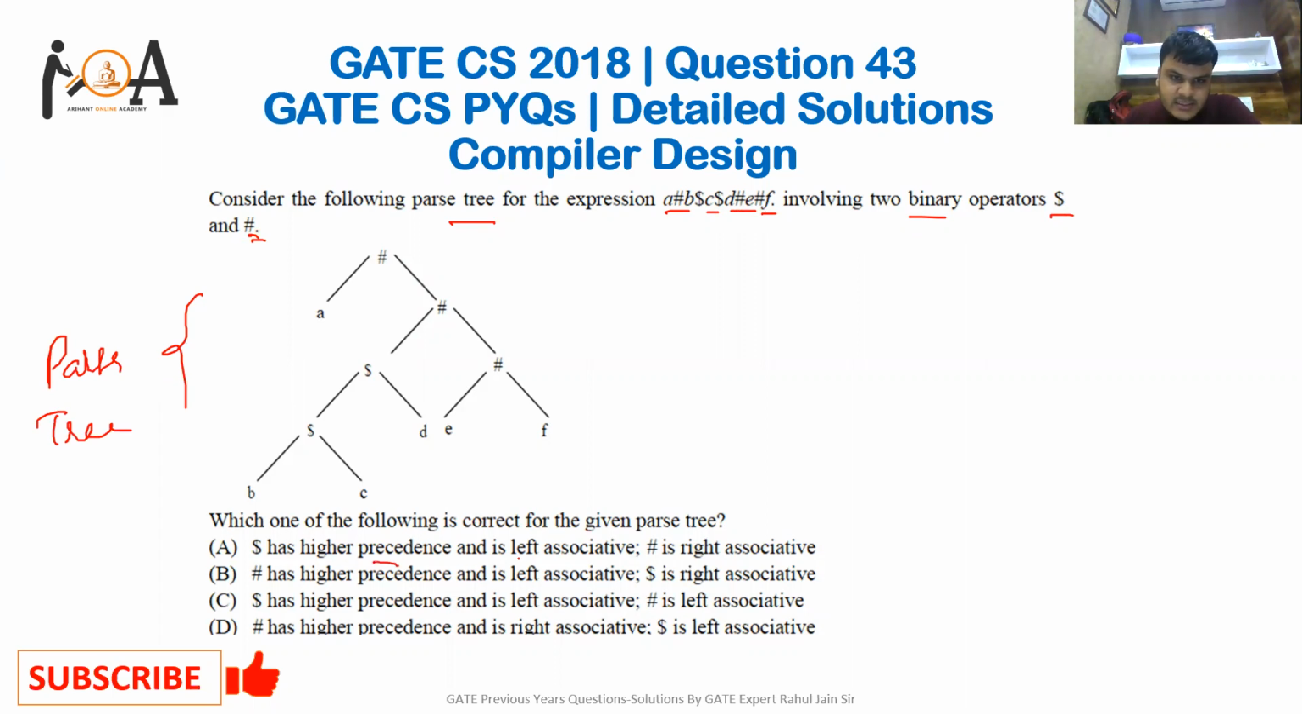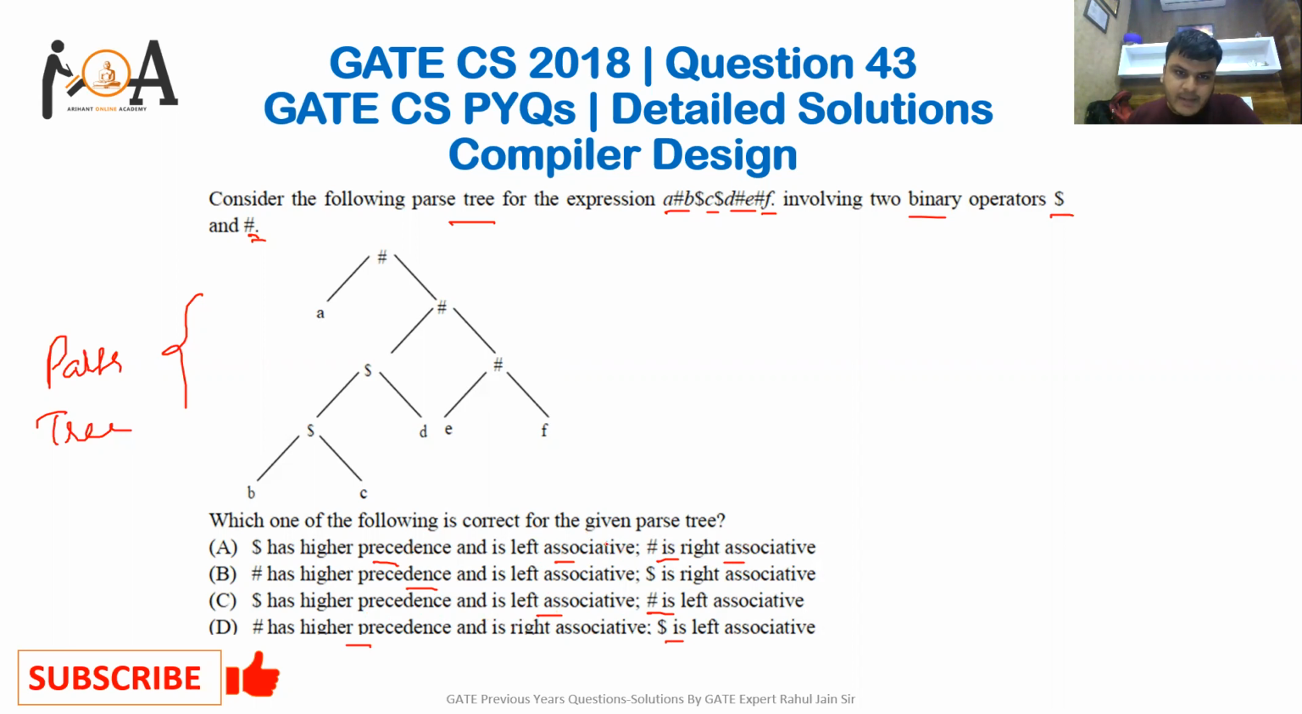Option A: dollar has a higher precedence and is left associative and hash is right associative. Or hash has higher precedence and left associative and dollar is right associative. Or dollar has higher precedence and is left associative and hash is left associative. Or option D: hash has higher precedence and is right associative and dollar is left associative.